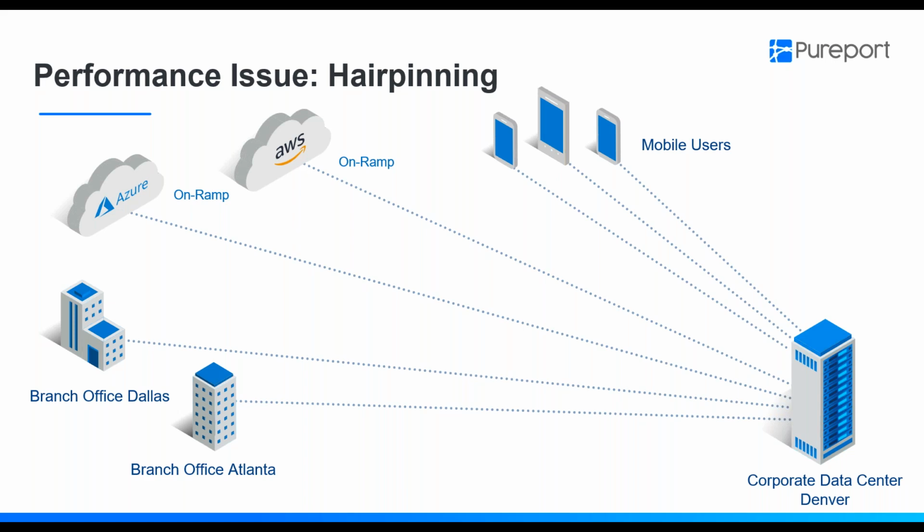So what's the solution? Well, obviously it's move routing closer to the cloud. And as we discussed, this can be accomplished by moving your gear to one of these cloud on-ramp data centers. But as we also discussed, that can be quite expensive. And this is really where the Pureport multi-cloud fabric can start to really have some significant benefits.